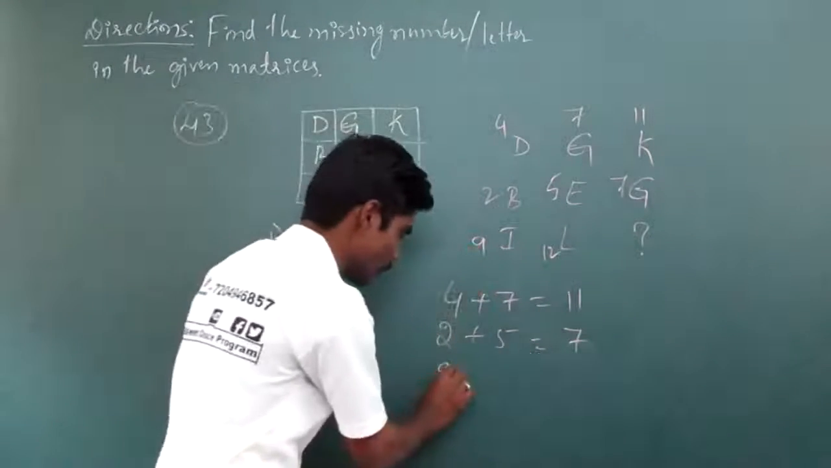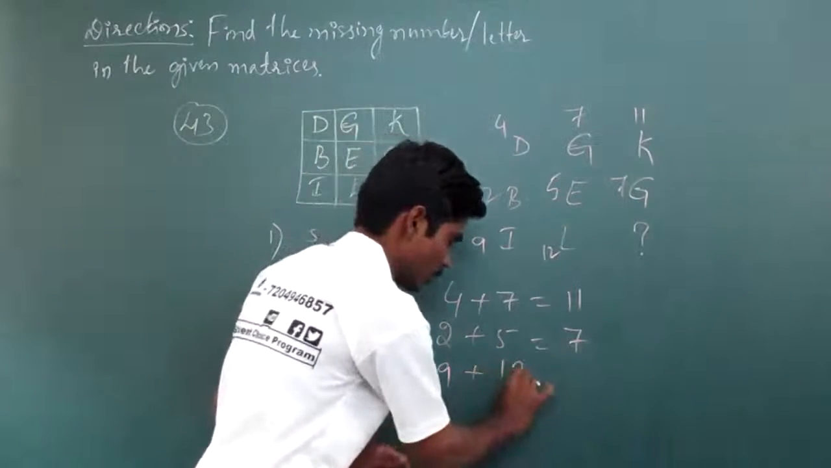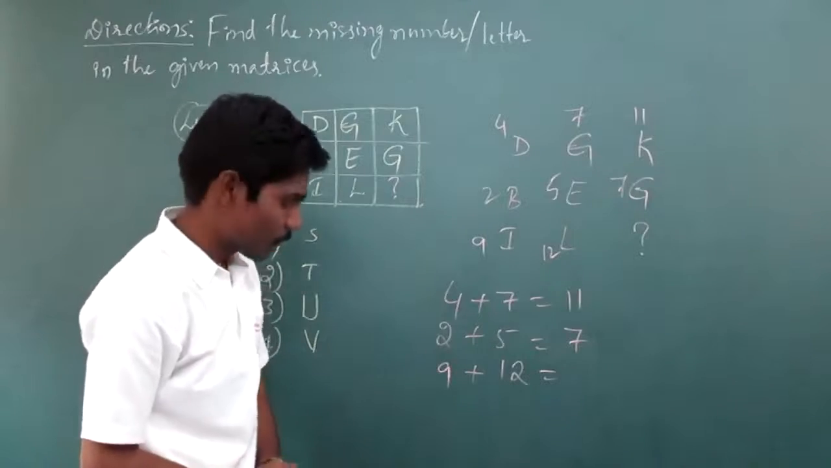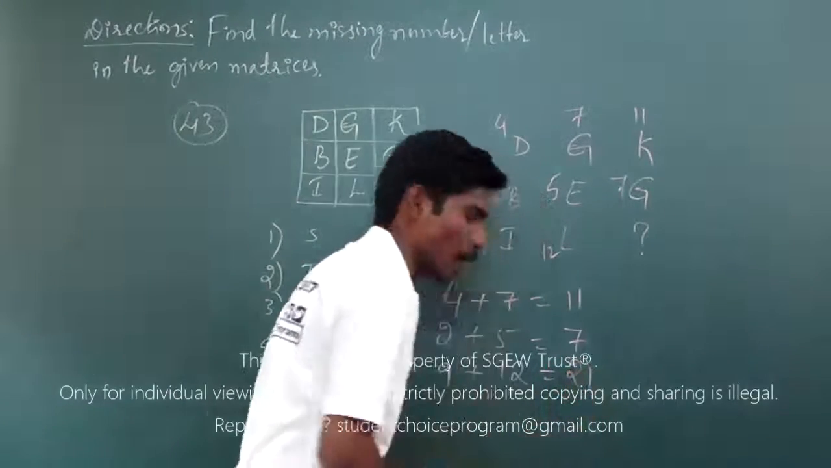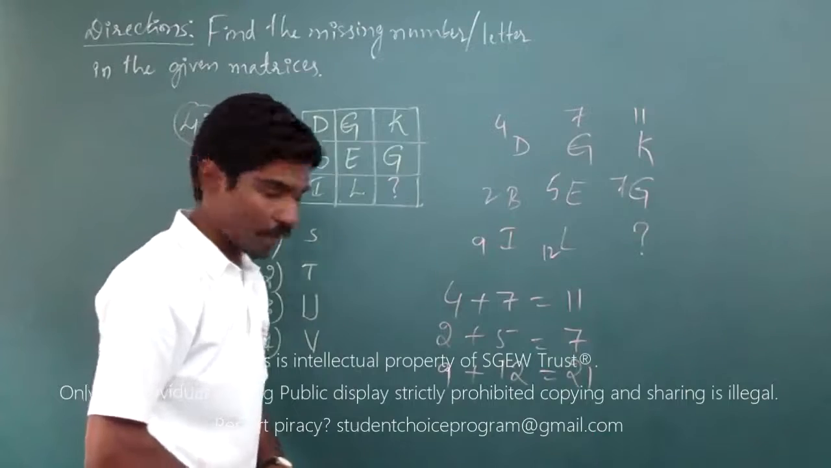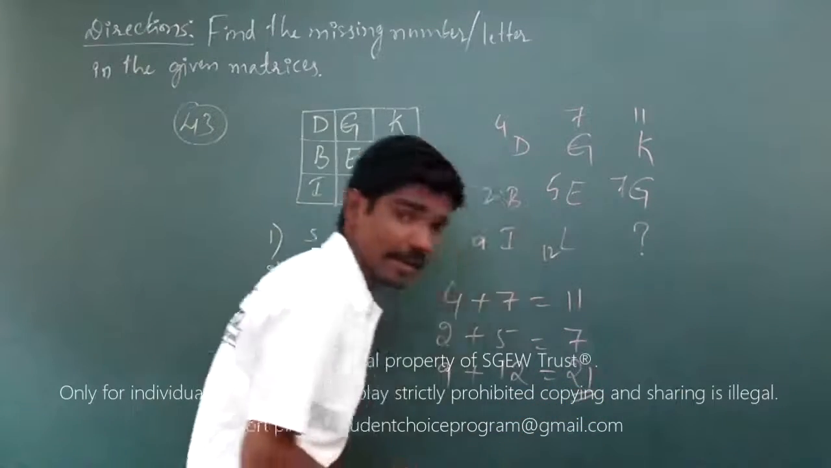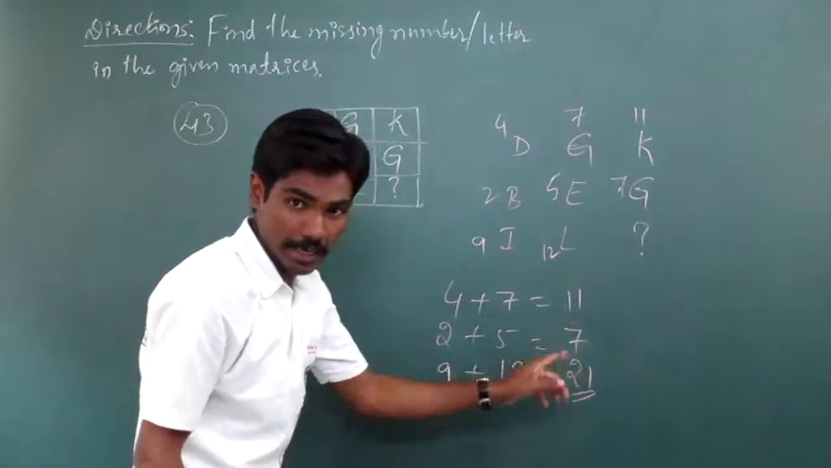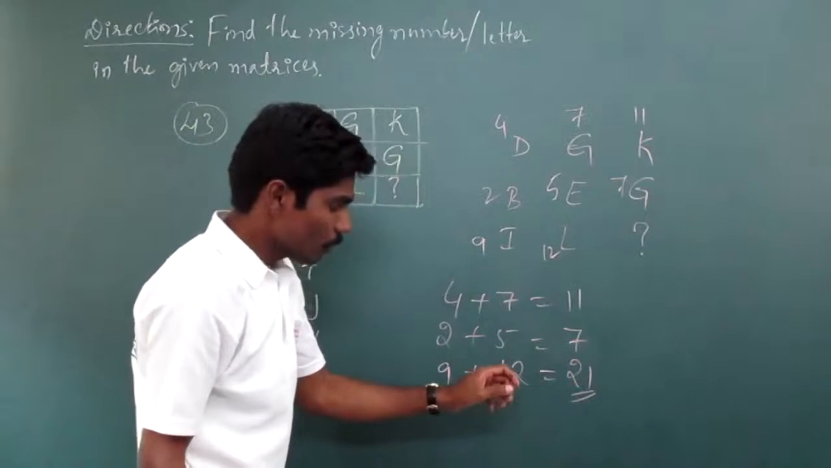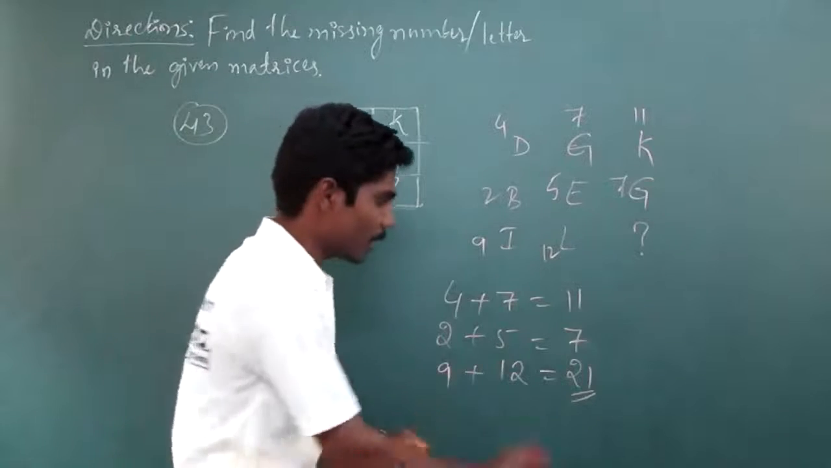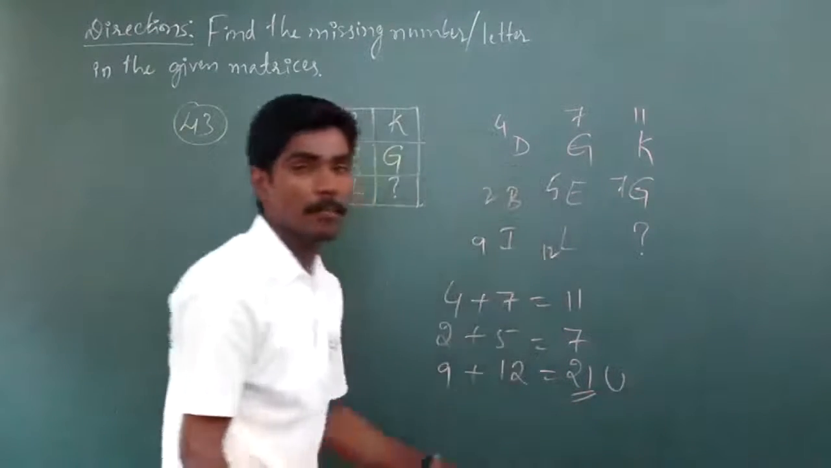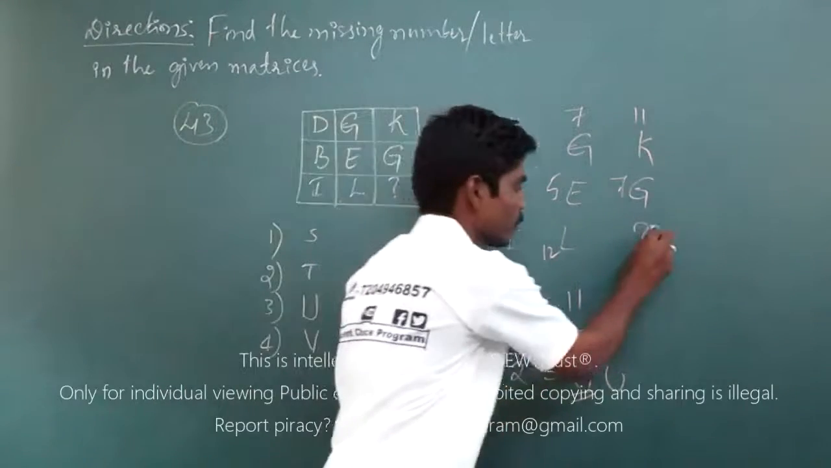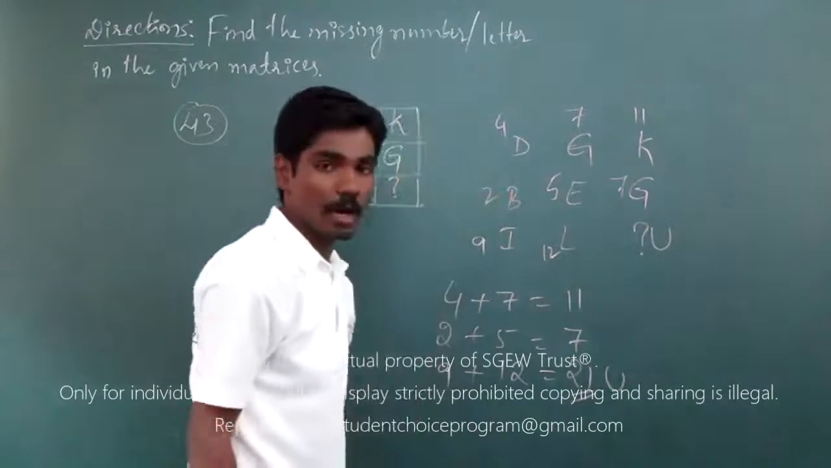Now what do I need to do? I need to add 9 and 12. If I add 9 and 12, what will I get? Of course I will get 21. Friends, this 21 will be the position of the letter. If you remember, the letter U has position 21. So the missing letter is U.